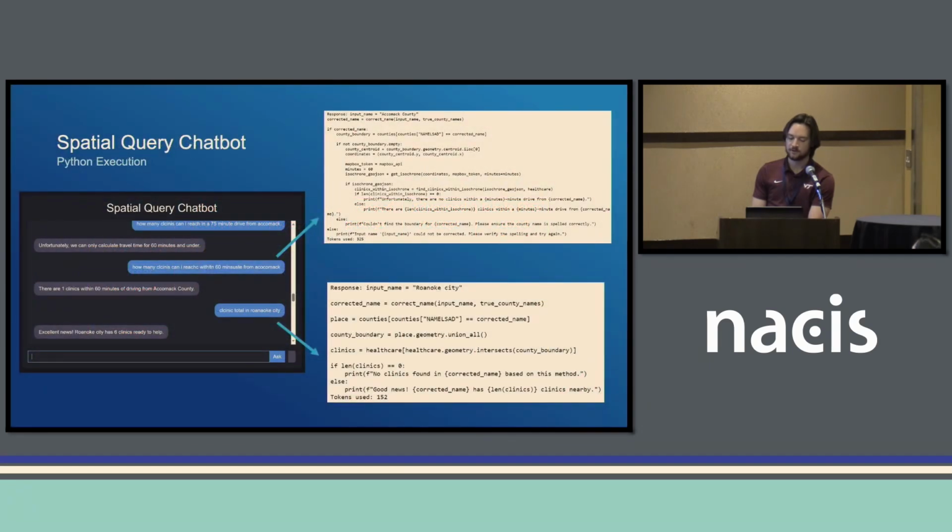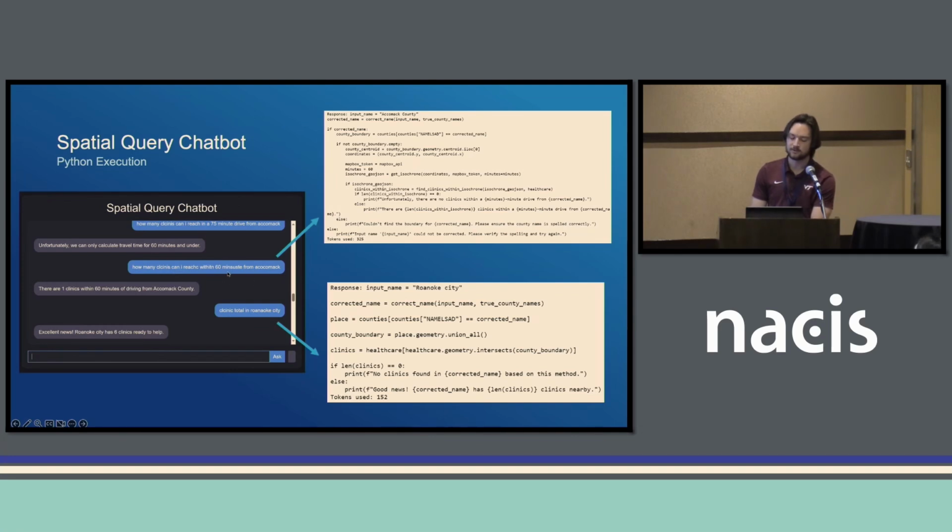This is a screenshot of our actual chatbot that we're developing. This is different from the results I showed earlier. But you can see this question here. I purposely spelled everything wrong, like how many clinics can I reach in 60 minutes of Accomack. That's a county in Virginia, and Accomack is also spelled wrong. One of the biggest issues we had developing this was the spelling factor, because if you're a coder, you know if you spell anything wrong, the code doesn't work. So it was a big issue.